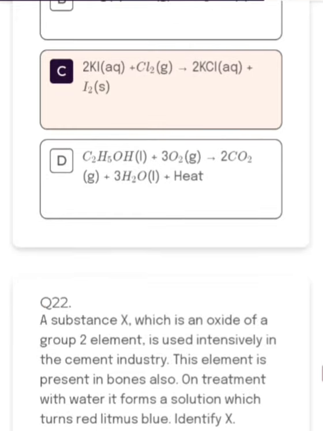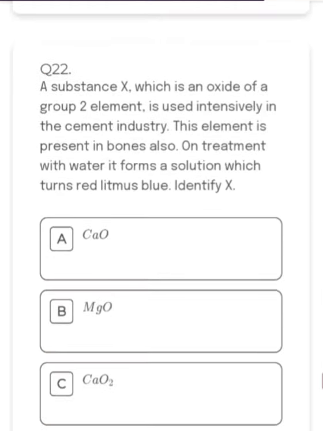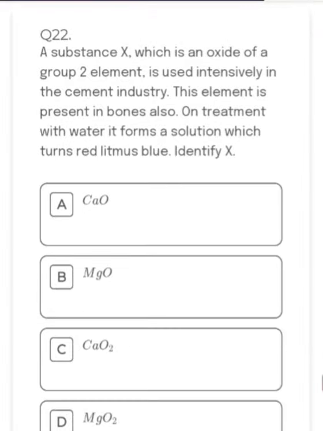Next question. A substance X, which is an oxide of a group 2 element, is used intensively in the cement industry. This element is present in bones also. On treatment with water, it forms a solution which turns red litmus blue. Identify X. So X is CaO, option A, calcium oxide.